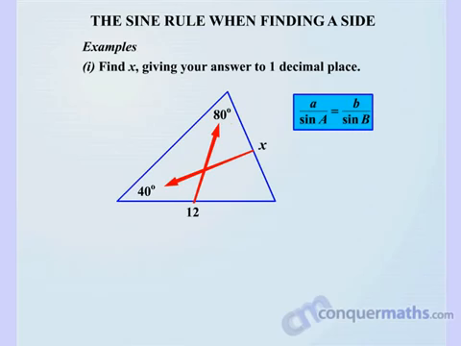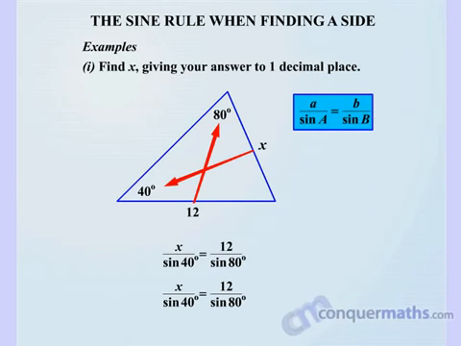So once we've done that, then we can write down our equation. Trying to find x matches up with the 40 degrees, so we write x over sine 40 degrees. And the other match up is the 12 and the 80 degrees, so then we write that it equals 12 over sine 80 degrees. Alright, that's the hard work done.